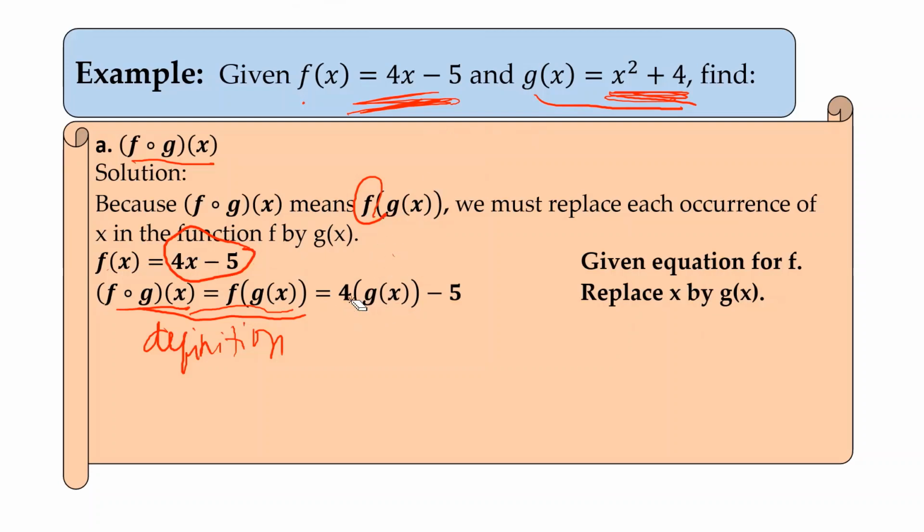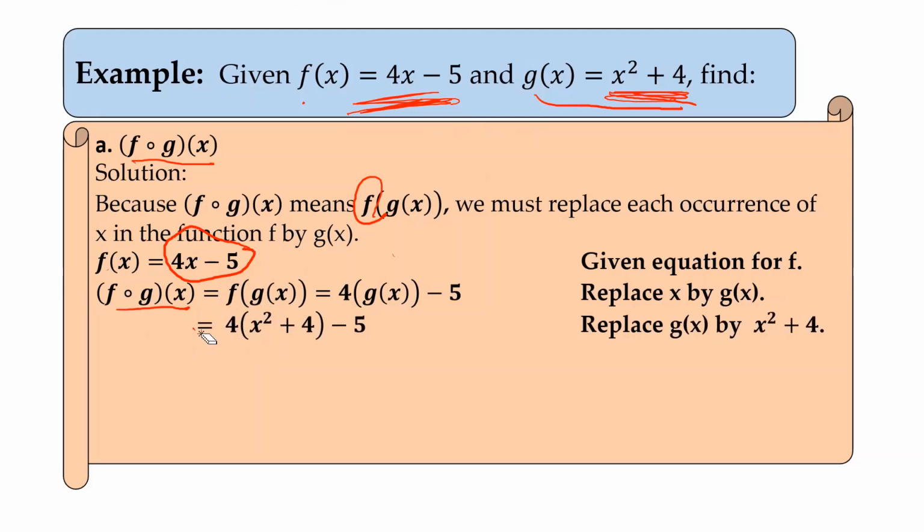We will substitute now the value of g of x. The function g of x, ito sa taas, is x squared plus 4. Therefore, yung 4, bring down natin dito. Then, yung g of x natin, papalitan natin ng x squared plus 4, itong nasa taas. Alright? And then, bring down natin yung minus 5 dito. So, we've done replacing g of x by x squared plus 4.